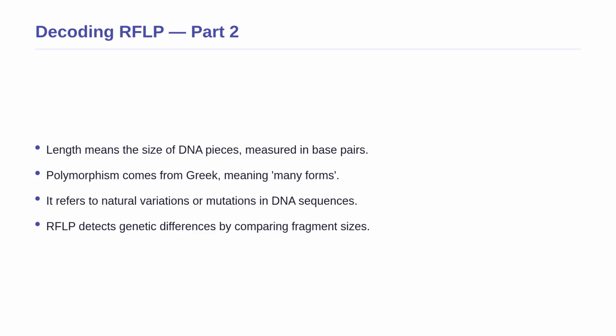Continuing with our breakdown, the next word is length. This simply means the size of these DNA pieces, which scientists usually measure in base pairs. Finally, we have polymorphism. This comes from Greek words meaning many forms. In genetics, it refers to the natural variations or mutations in DNA sequences among different individuals. Putting it all together, RFLP is a technique that detects genetic differences by cutting DNA and comparing the sizes of the resulting fragments. If there is a mutation, the cutting pattern changes and the lengths of the fragments change with it.